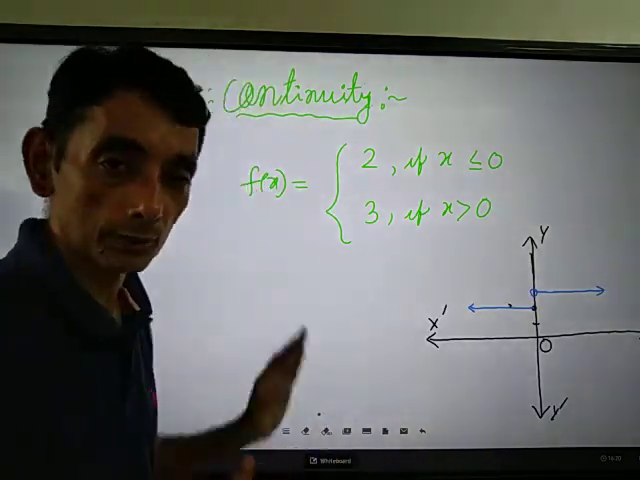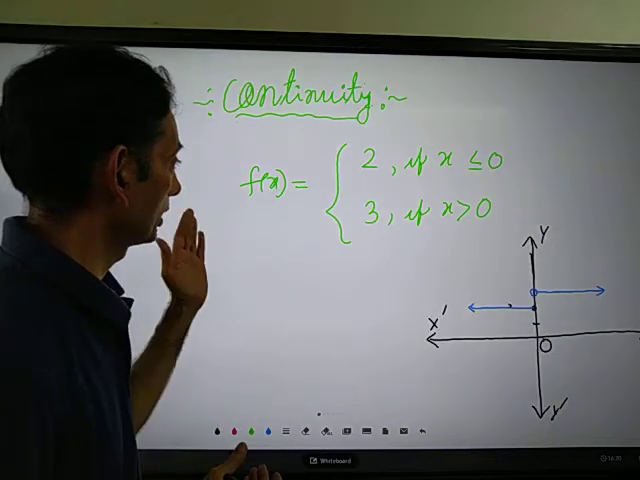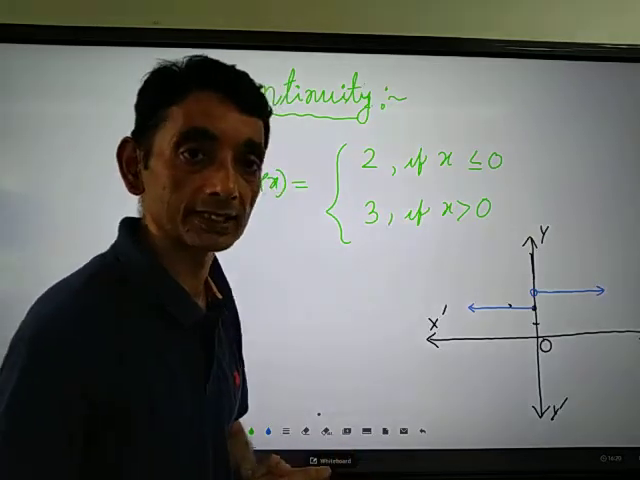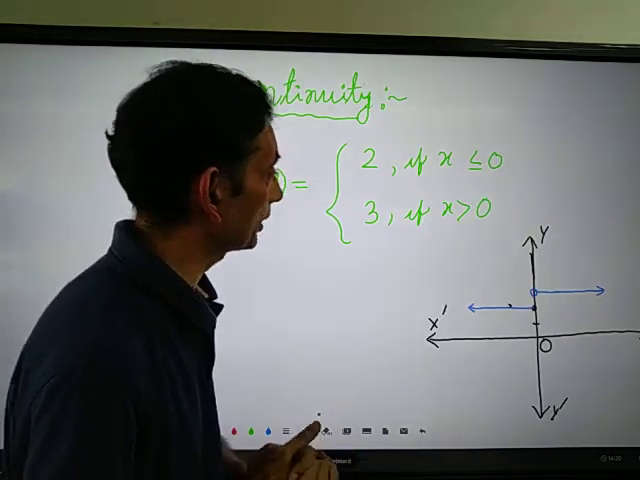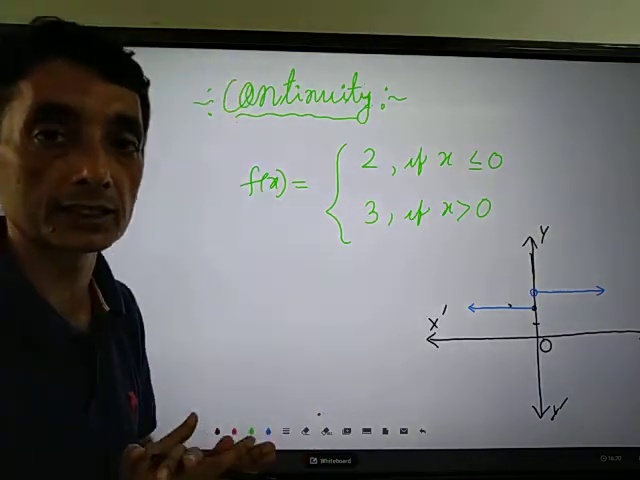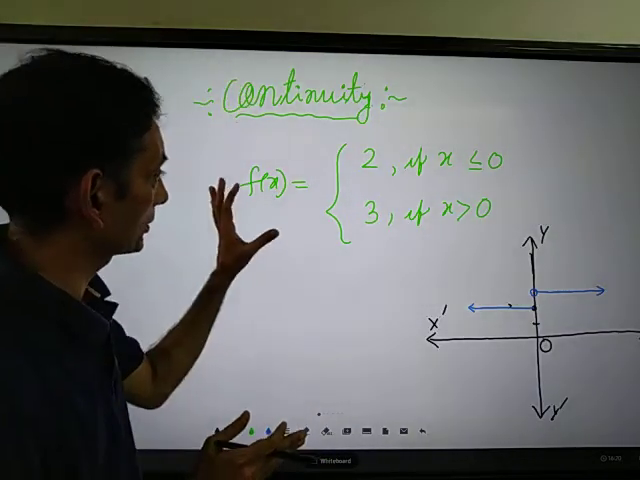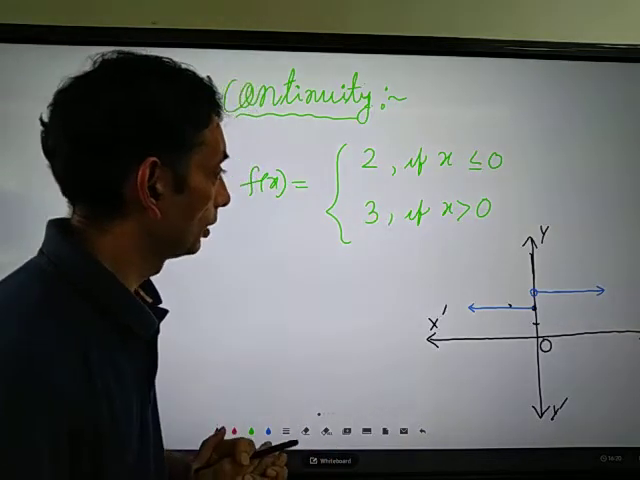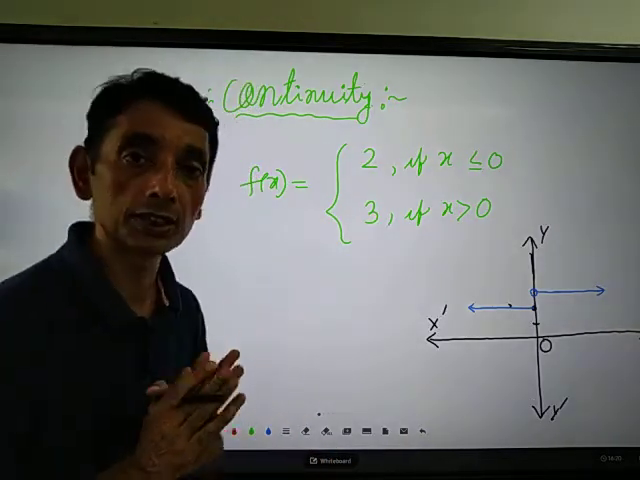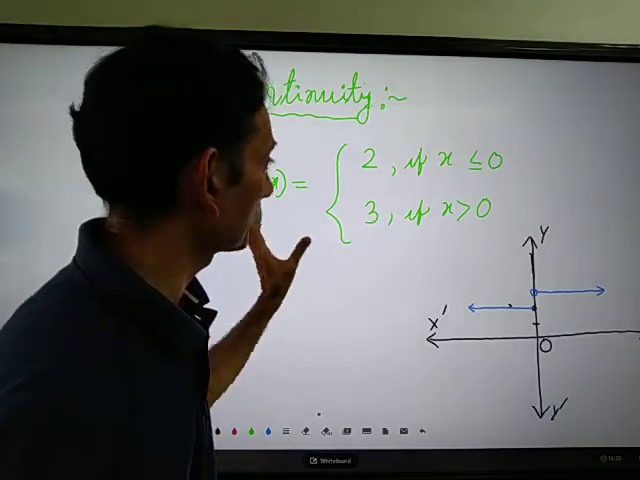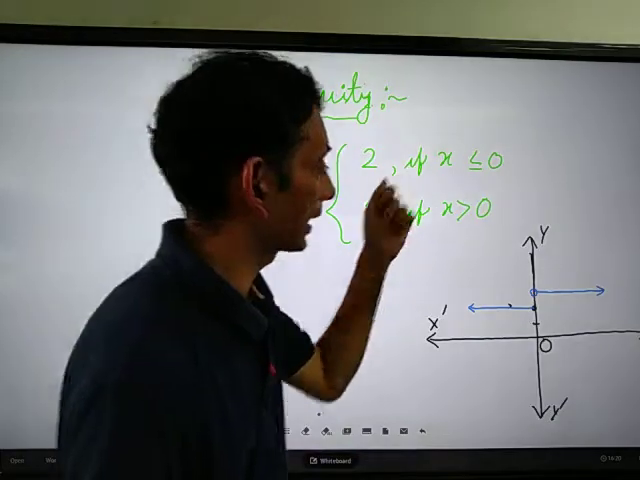Let's start with the first example: f(x) is equal to 2 if x is less than or equal to 0, and equal to 3 if x is greater than 0. Let's see where this function is defined. We know that this function is defined for all real numbers. Now, first we will try to find the limits, that is, the left hand limit and the right hand limit of the function at x equal to 0.